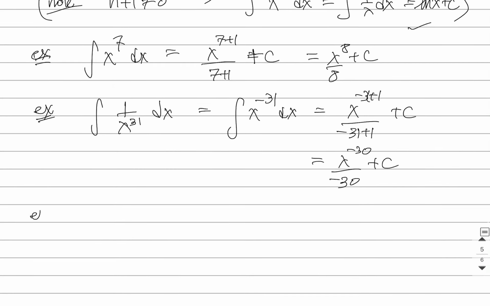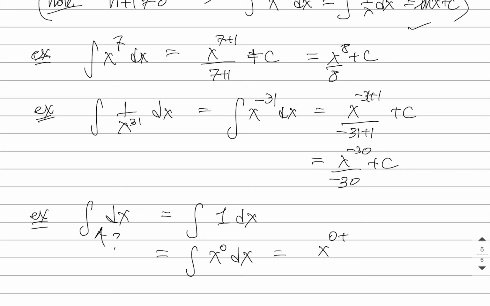And sometimes you'll get strange looking things, right? So you might get weird things that look like this, just a dx. And you say, well, what's the function? Well, this is again a leftover sloppy notation. The function is really a 1, and 1 you could interpret as x to the 0. So that would be x to the 0 plus 1 over 0 plus 1, and a constant, which is just x. Or another way of saying, what function do I differentiate to get 1? And the answer would have been x.